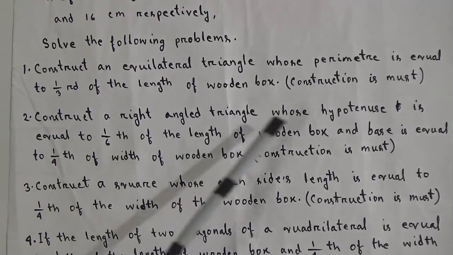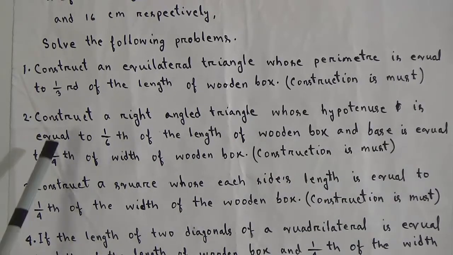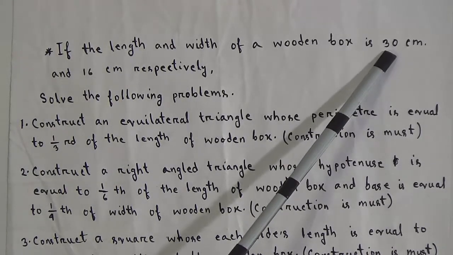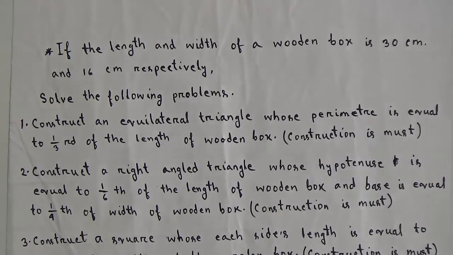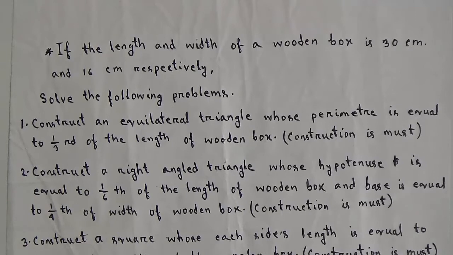construct a right angled triangle whose hypotenuse is equal to 1/6 of the length of the wooden box and base is equal to 1/4 of the width of the wooden box. Dear students, the length of the wooden box is 30 cm and the width is 16 cm. So 1/6 of 30 means 5 cm, and 1/4 of 16 means 4 cm. That means the length of the hypotenuse of the right angle triangle will be 5 cm, and the length of the base will be 4 cm.